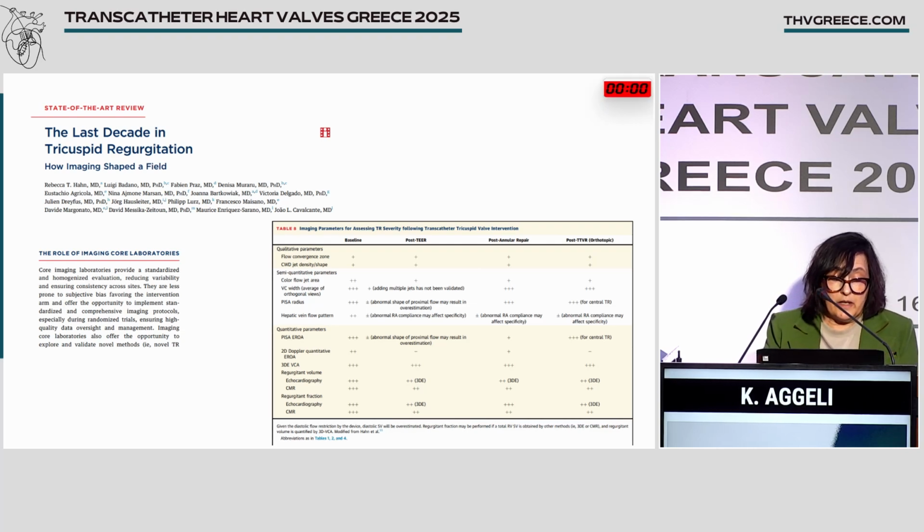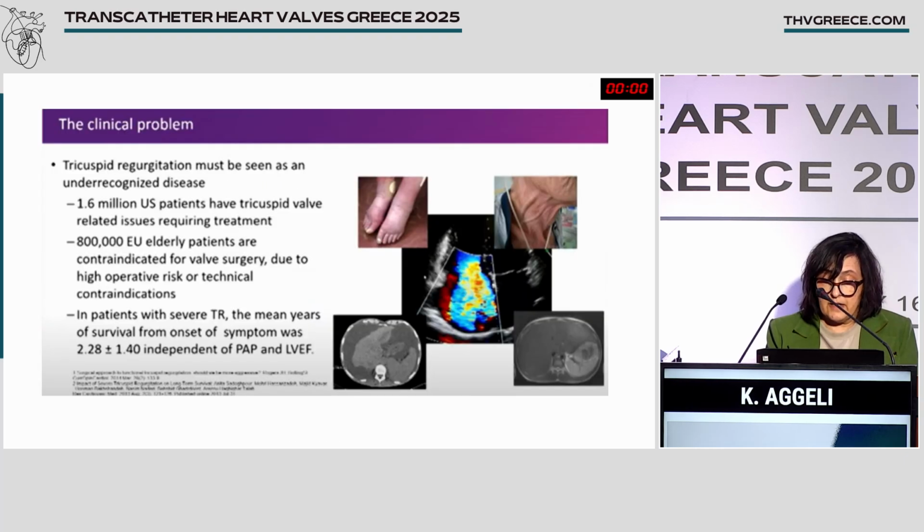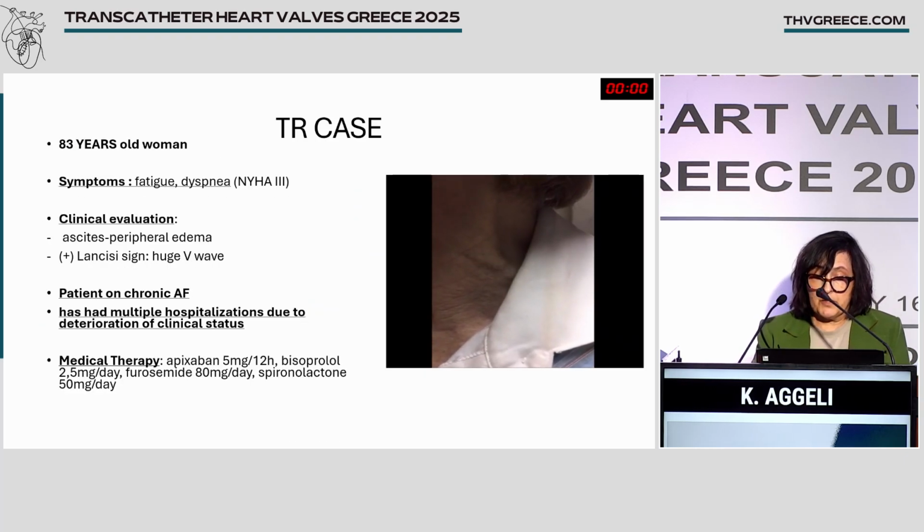Rebecca Hahn suggested that the core imaging laboratories provide a standardized and homogenized evaluation, reducing variability and ensuring consistency across sites. Let's present a case.